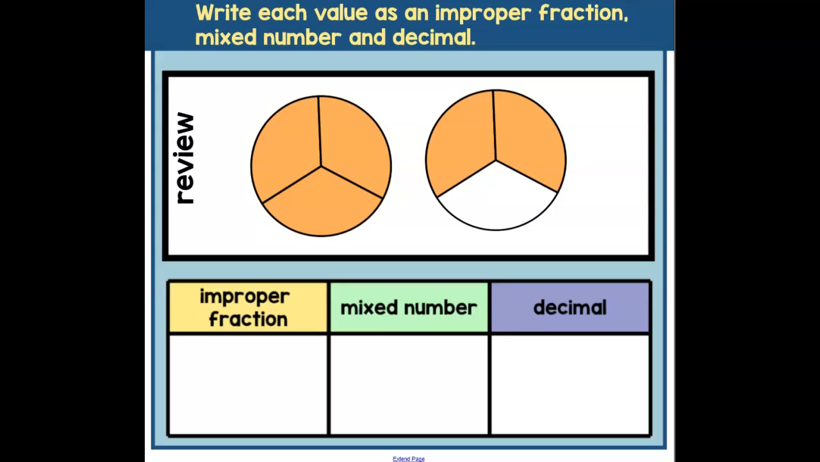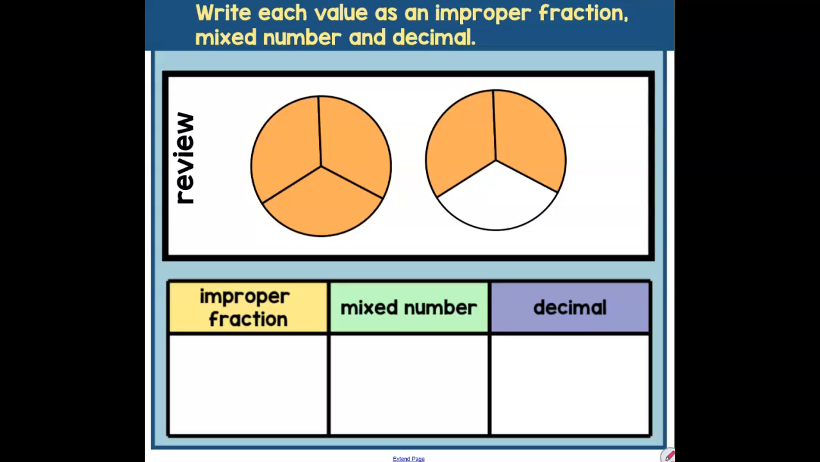and draw these 3 columns: improper fraction, mixed number, and decimal. And we're going to do a review from yesterday. What would the improper fraction for the picture be? What would the mixed number be? And what would the decimal equivalent be? Go ahead and write them down.